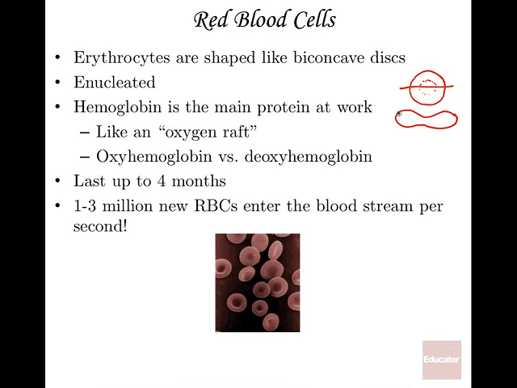So they don't have a nucleus, no mitochondria. They're just jam-packed with this protein called hemoglobin that has a high affinity for oxygen. It's like a little magnet, in a sense, for oxygen. And this protein allows it to be like an oxygen raft.